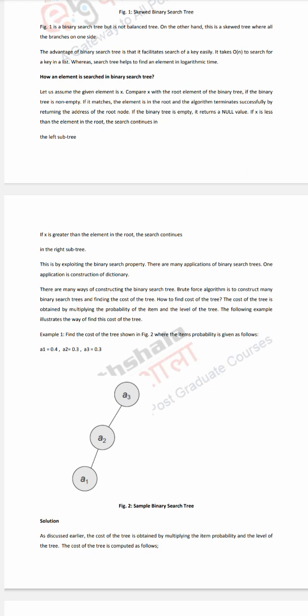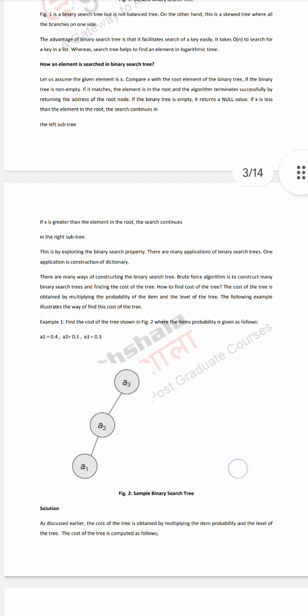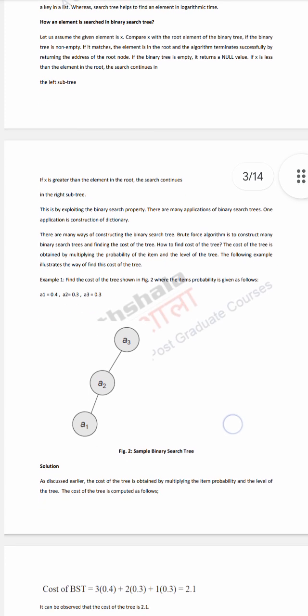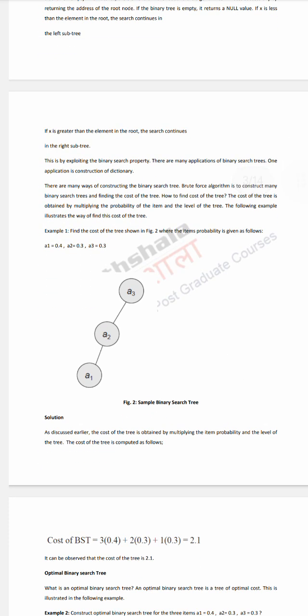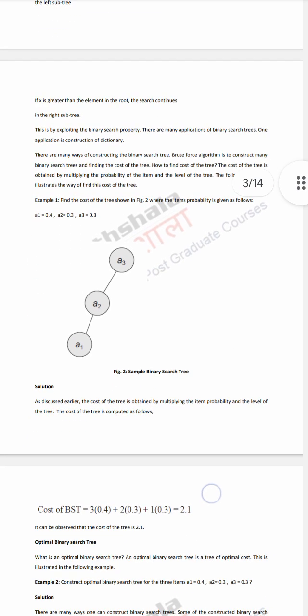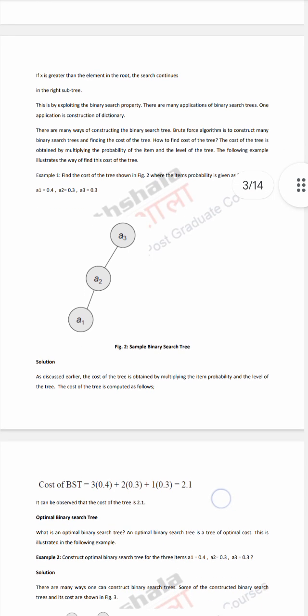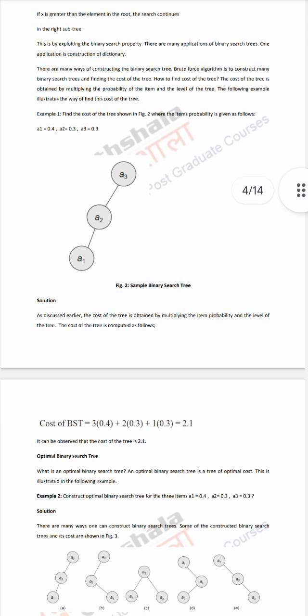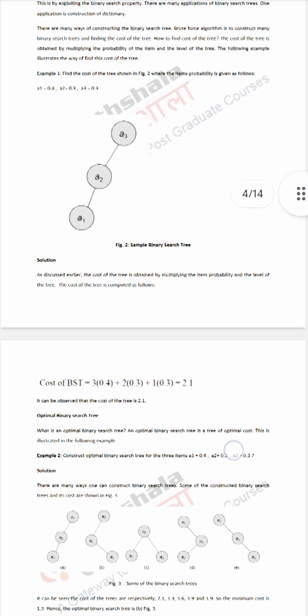Example 1. Find the cost of the tree shown in the figure where the item probabilities are given as follows: A1 equal to 0.4, A2 equal to 0.3, A3 equal to 0.3. In the solution, the cost of the tree is obtained by multiplying the item probability and the level of the tree. The cost of the tree is computed as follows. Cost equal to 3 times 0.4 plus 2 times 0.3 plus 1 times 0.3 equal to 2.1. It can be observed that the cost of the tree is 2.1.